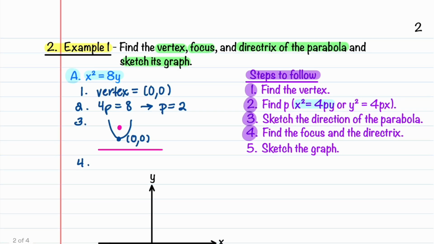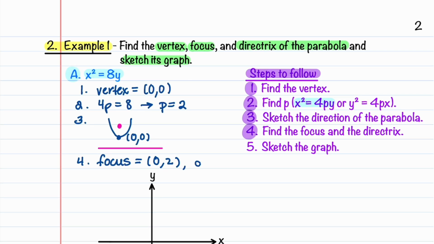Let's do the focus first. Our focus is above our vertex, and it lies p units above the vertex, and p is 2, so our focus is going to be located at (0, 2), just 2 units above the vertex. And then our directrix is a horizontal line, so it's going to be given by y is equal to a number, and it's going to be 2 units below the vertex, so it's going to be given by y is equal to -2.